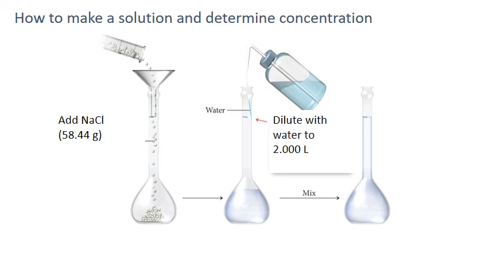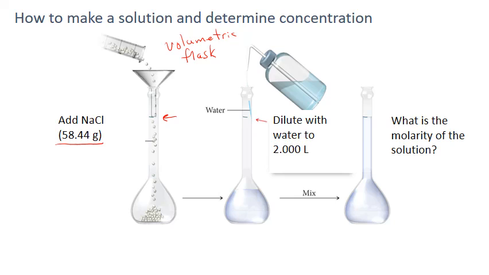So here's a little diagram. A chemist takes solid sodium chloride and measures out 58.44 grams of it and adds it to a container. This container is called a volumetric flask. It holds a specific volume of liquid at 1 etch mark. The chemist then dissolves the substance in water and adds water all the way up to the 2.00 liter mark. So the total volume of the solution is now 2 liters. We can now calculate the molarity of the solution.